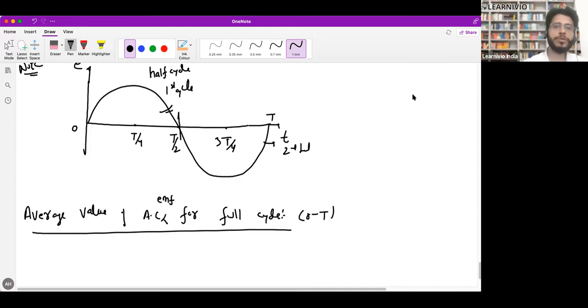Okay, if I ask you to calculate average of 2 and 3, how will you calculate it? 2 plus 3 divided by 2. We'll add them up and divide it by 2. This is how we calculate average of 2 and 3.